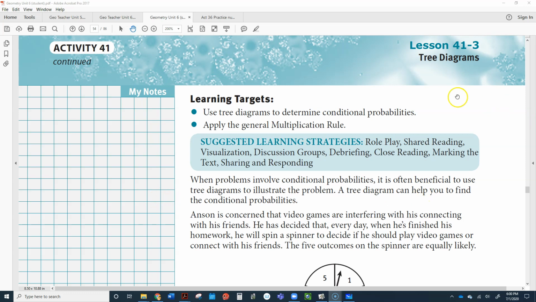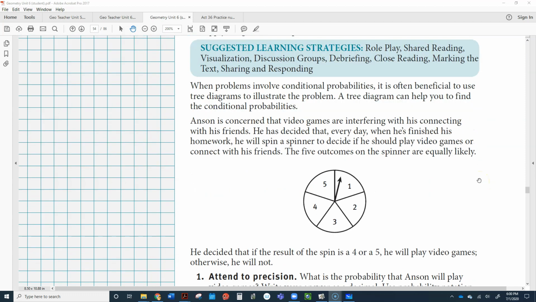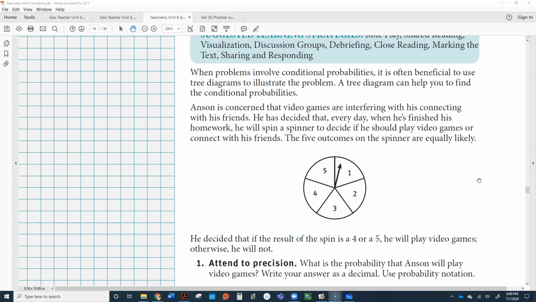This is lesson 41-3. We're working on tree diagrams. The purpose of the tree diagram is to help you understand a rule that you're going to learn here in just a second. So we're going to start by looking at this.